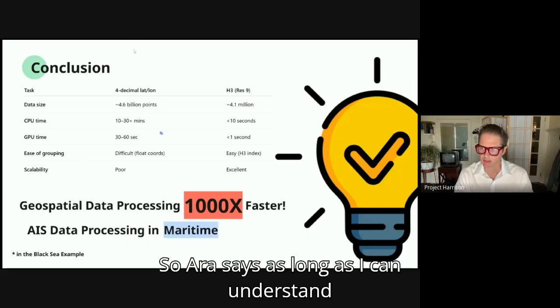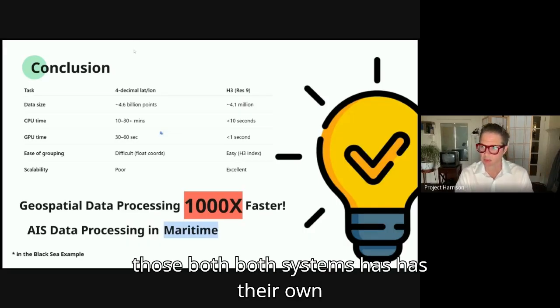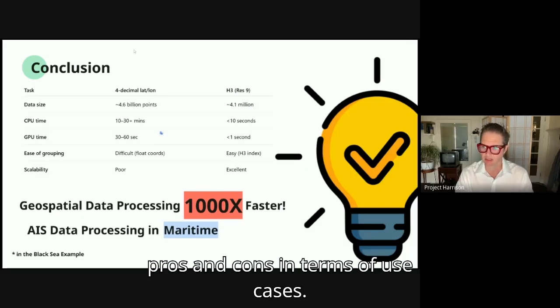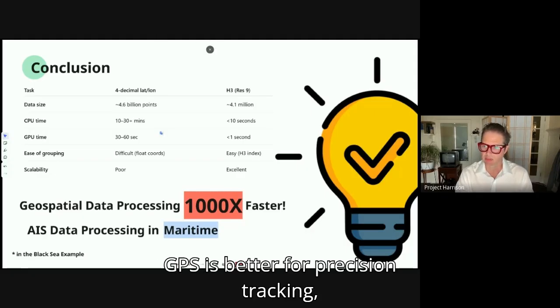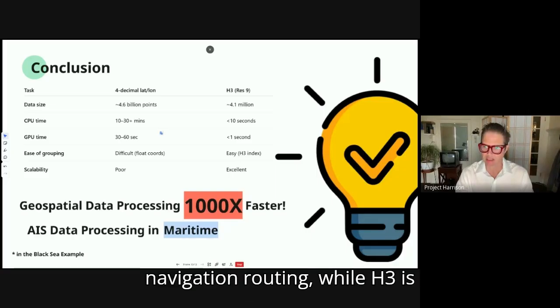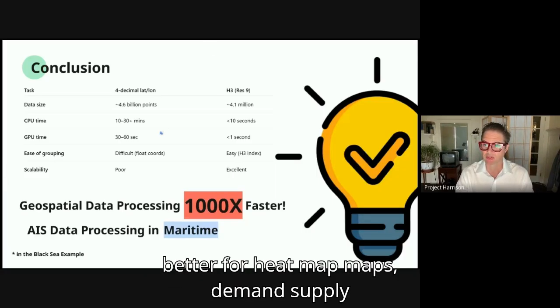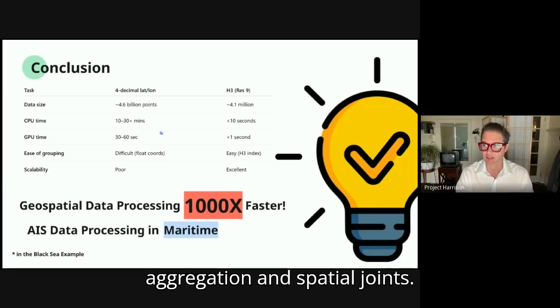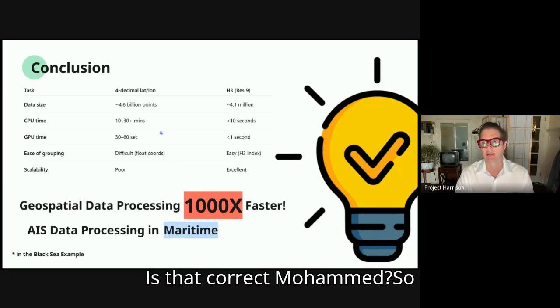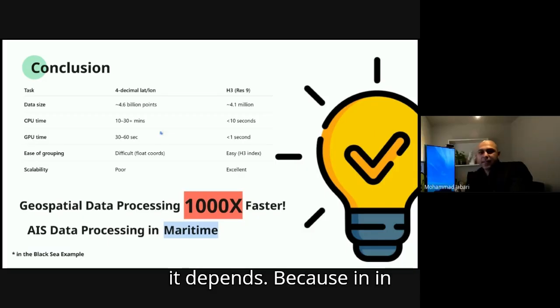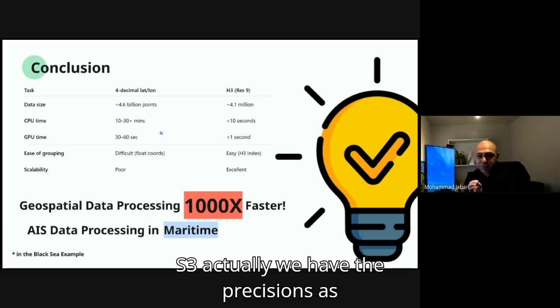So Ara says, as long as I can understand, both systems have their own pros and cons in terms of use cases. GPS is better for precision tracking, navigation, and routing, while H3 is better for heat maps, demand supply aggregation, and spatial joins. Is that correct, Mohammed? So it depends, because in H3 we have precision as well.